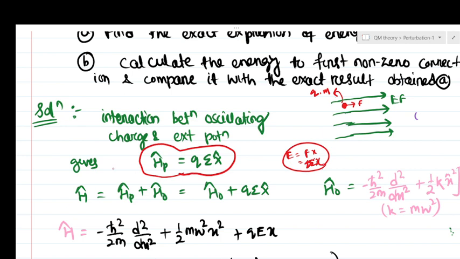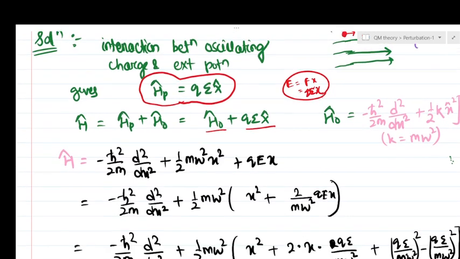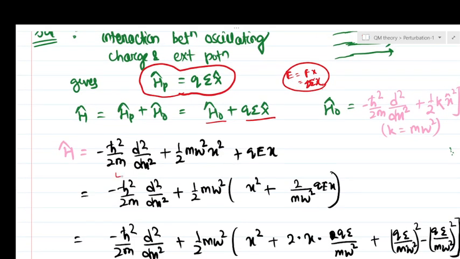So the total Hamiltonian is the unperturbed Hamiltonian plus the perturbed Hamiltonian, and the unperturbed Hamiltonian is due to these two terms, as you know from the very start of quantum mechanics: p square by 2m plus half k x square. As this is an oscillating charge, the potential is half k x square, and k is m omega square, the force constant. So the total Hamiltonian is this much.